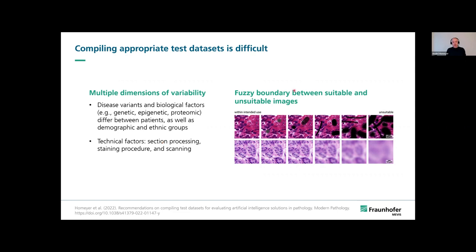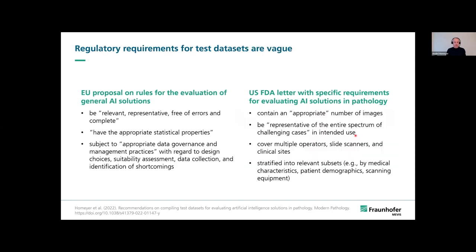Also, it is very difficult to objectively draw a line between suitable images and unsuitable images that are ambiguous or of insufficient quality for the AI solution to operate correctly. Despite, or maybe because of these difficulties, the current regulatory requirements for test datasets are very vague.